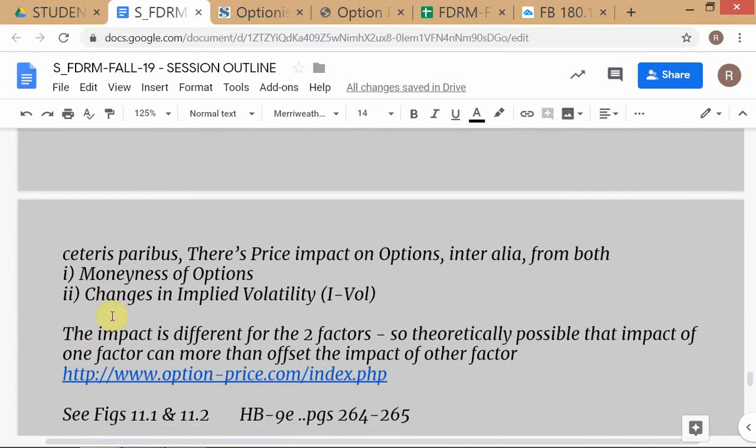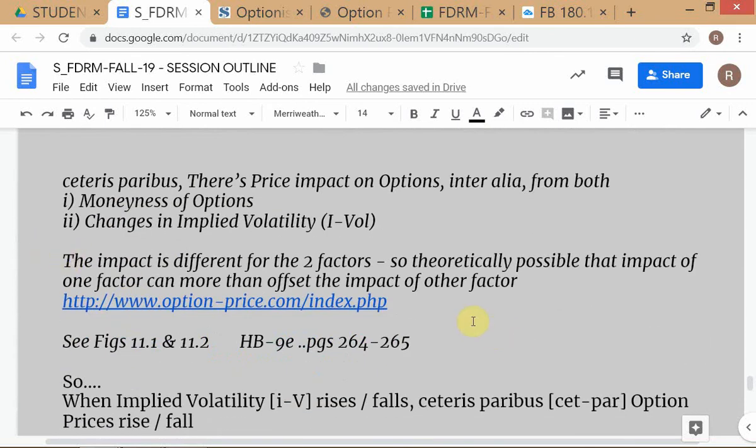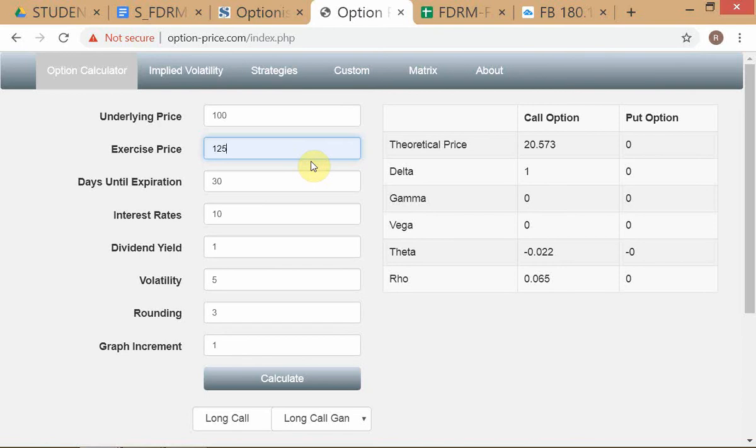All right, the point to understand here is that the intrinsic value is affected by the distance between the exercise price, let's keep this as 100, and the current underlying price. Once you buy the option, obviously the exercise price doesn't change anymore, because it's a fixed option that you bought, this 125 strike call, or the 100 strike call. What changes after that is that the underlying keeps moving around.